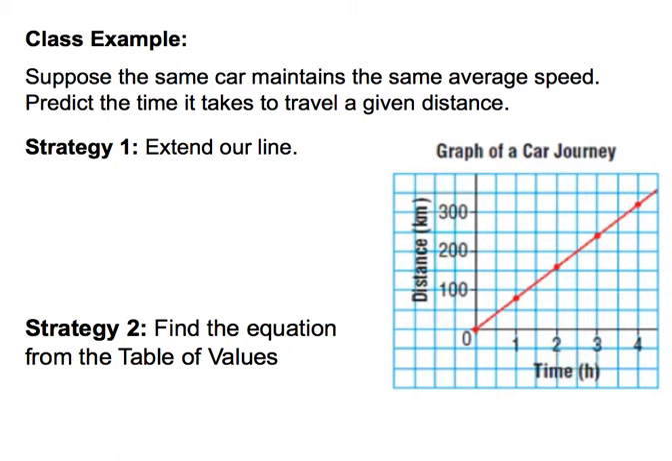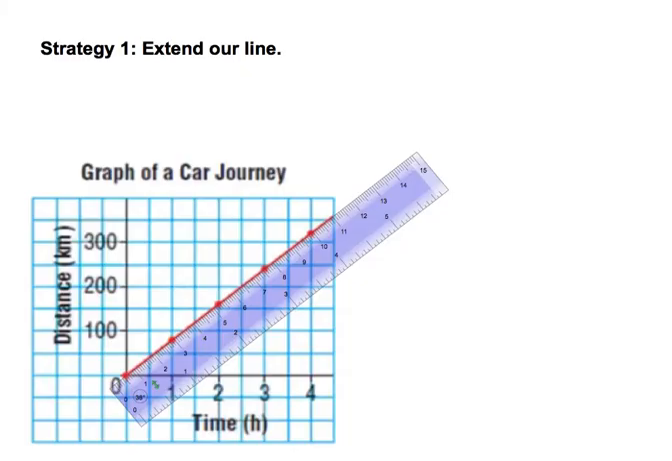So let's try and do this example. Suppose the same car maintains the same average speed. Predict the time it takes to travel a given distance. So here we have a graph of a car journey. We have distance and time. And I think this was the same graph that we used in the first example in the previous lesson. So if I wanted to extend our line, let me see if I can, oh, there we go.